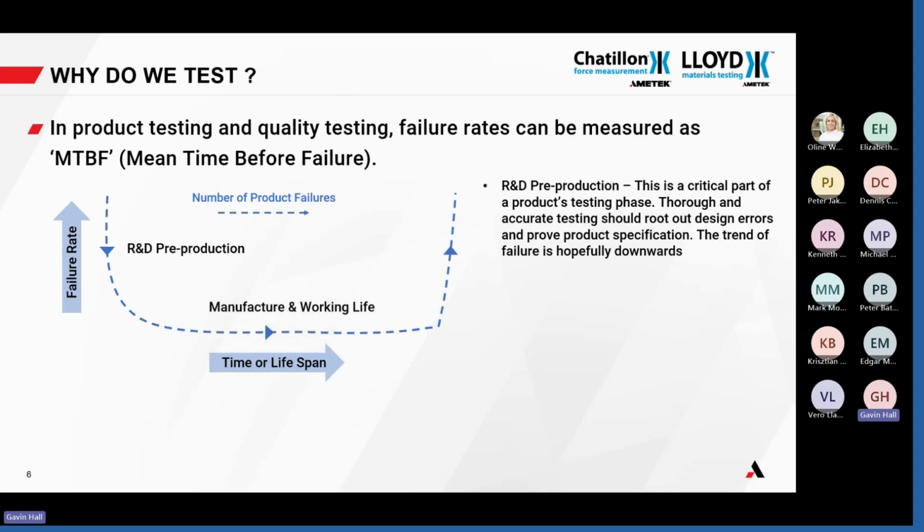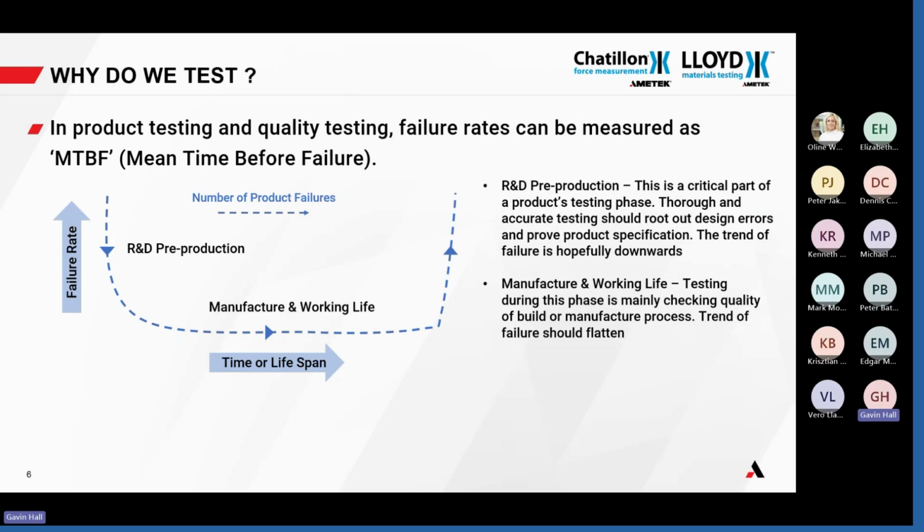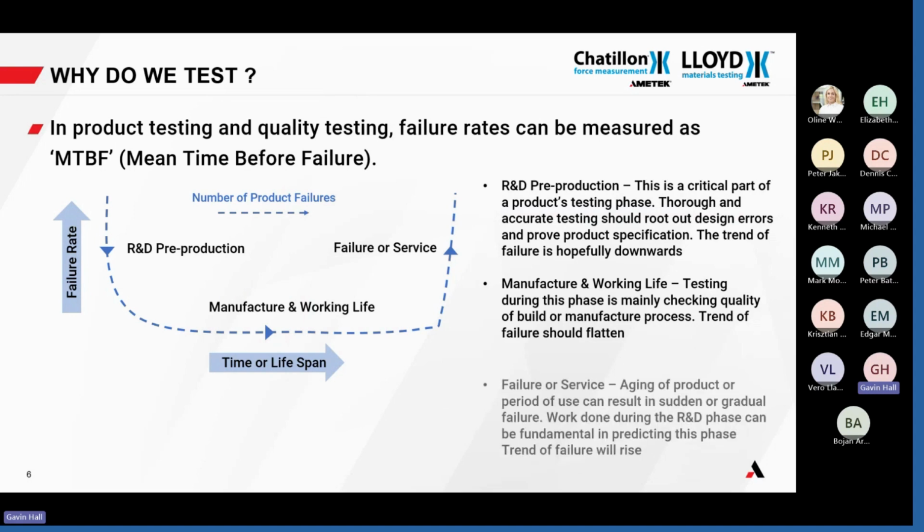And then we move on to the manufacture and working life of a product. In this phase, it's checking quality of build and quality of the manufacture process. Obviously key to some large manufacturing sites or quality departments, and the trend of failure should hopefully flatten out. Most of the glitches or adjustments have been done in the R&D phase. And then we move on to the failure or service cycle.